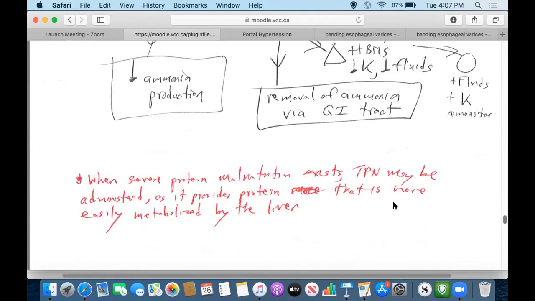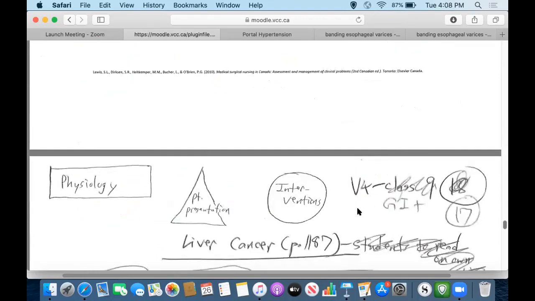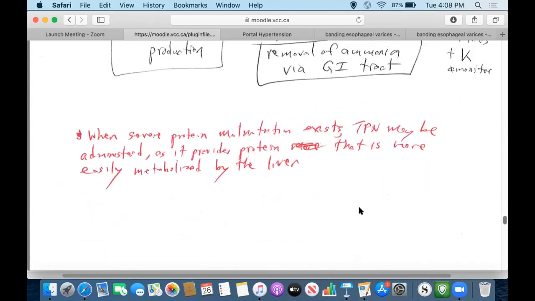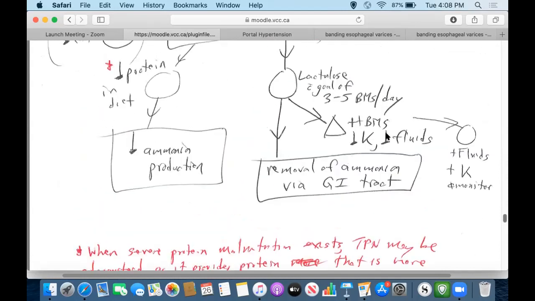So here is an interesting one. When you have to limit protein because of encephalopathy, you might be switching to TPN, total parenteral nutrition, for the patient, because it provides protein that is more easily metabolized by the liver. That's interesting, just something to consider on the side. I'm not exactly sure how that decreases circulating ammonia levels, so I can't answer that question. You may need to read up a little more on that if you're interested. It's not something I see particularly often. I see these patients on a limited protein diet, though.